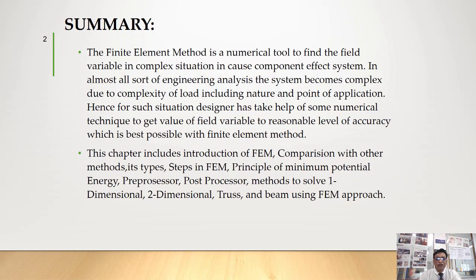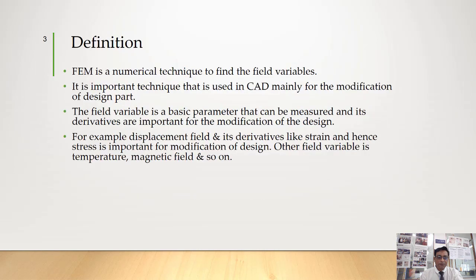In almost all sorts of engineering analysis, the system becomes complex due to the complexity of load, including its nature and point of application. Hence, in such situations, the designer has to take the help of numerical techniques to get the value of field variables to a reasonable level of accuracy, which is the best possible with the finite element method. This chapter includes the introduction of CAD, comparison with other methods, its types, steps in FEM, principle of minimum potential, pre-processor, post-processor, and methods to solve one-dimensional and two-dimensional truss problems.